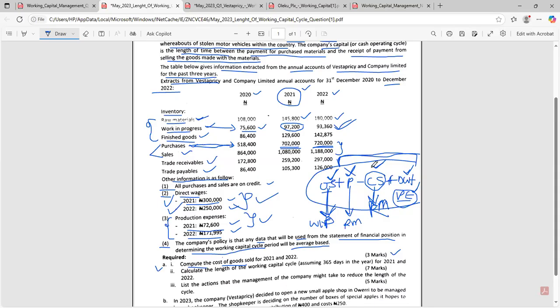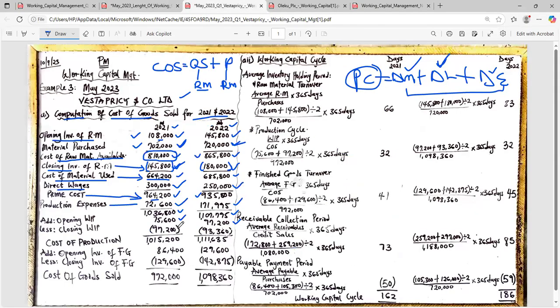The next one is closing stock. Do we have closing stock of work in progress? Ladies and gentlemen, yes. The closing stock for 2021 is 97,200. The closing stock of 2022 is 93,360. All right? 97,200, 93,360. Copy and paste. This is closing stock. Bracket it, okay? You are taking it out.